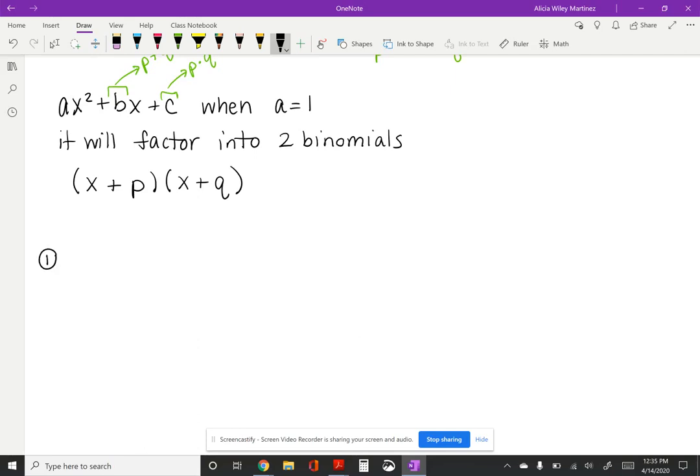So I'll just call this example 1. And in each of these examples, we are going to factor. So let's look at x squared minus 3x plus 10.